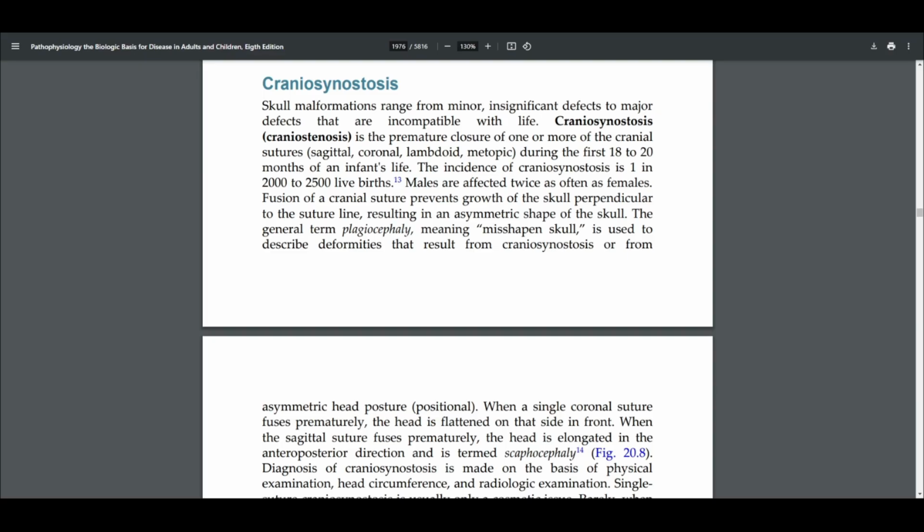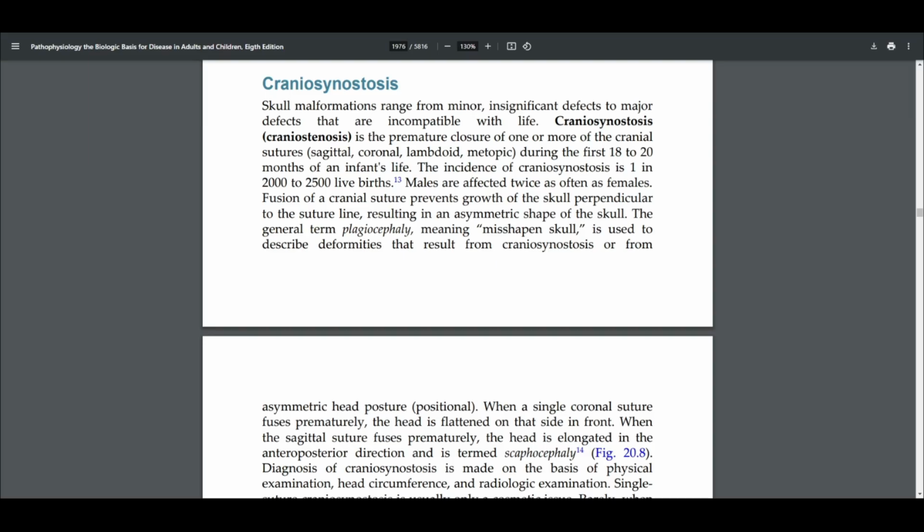Craniosynostosis is a premature closure of one or more of the cranial sutures during the first 18 to 20 months of the infant's life. The incidence of craniosynostosis is 1 in about 2,000 to 2,500 live births. Males are affected twice as often as females.